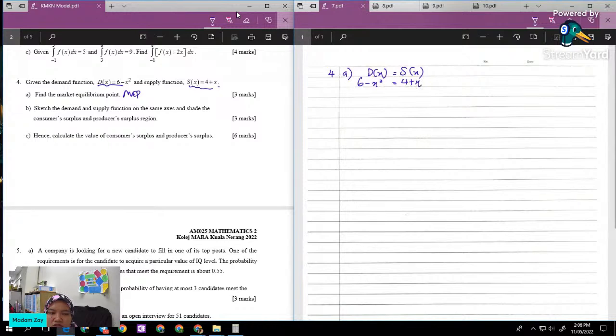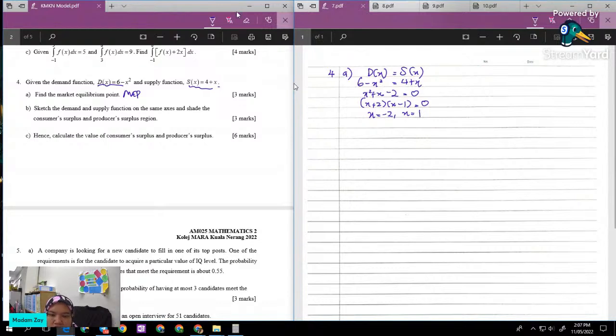Okay, and then we solve the value for x. Dapat x baru boleh cari y. So, nak cari y macam mana? Masukkan nilai x ke dalam mana-mana function lah. So, for this one, we get x square plus x minus 2 equal to 0. Factorize out, x minus 1, x plus 2 equal to 0. So, we will have x equal to negative 2 and x equal to 1.